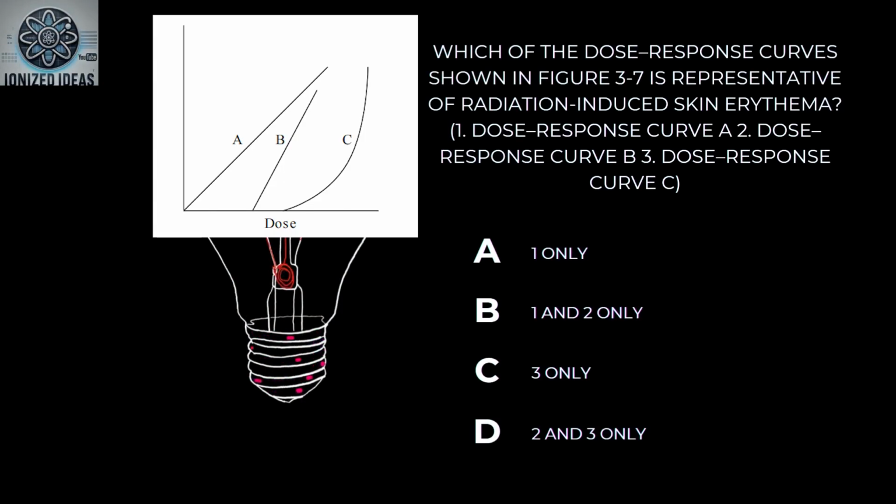Which of the dose-response curves shown in figure 3-7 is representative of radiation-induced skin erythema? 1. Dose-response curve A. 2. Dose-response curve B. 3. Dose-response curve C. A. 1 only. B. 1 and 2 only. C. 3 only. D. 2 and 3 only.